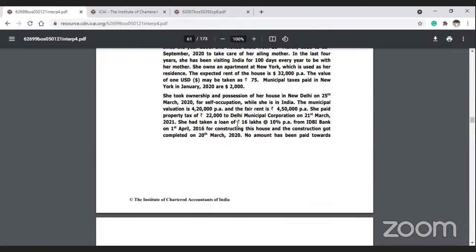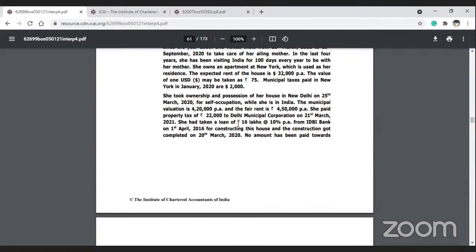Only loan, 16 lakhs at 10% from IDBI Bank, interest on borrowed capital, na? 1,60,000 under 24(b). For which year do you have to calculate? For AY 21-22. Yes, it was for constructing this house, so pre and post. Up to 2 lakhs only is allowed. But pre-construction interest is also allowed, and since it is for construction, 1/5 will come.